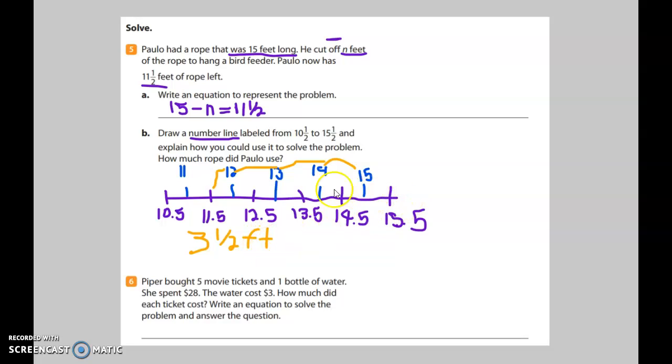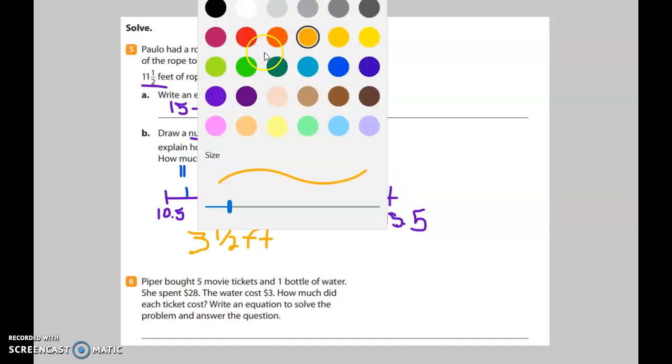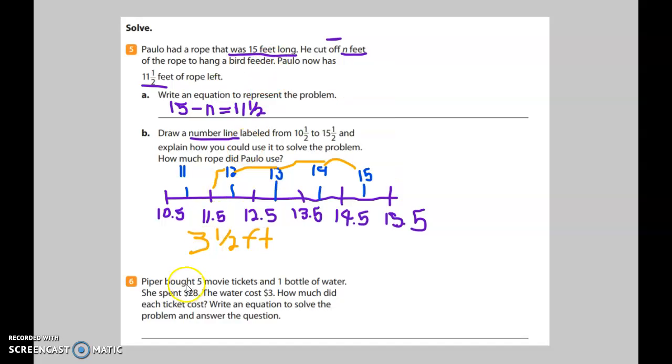Now you're going to have to explain how we use the number line to do that. And maybe you need to go back and rewatch how I just did it. But you need to explain in your own words how the number line helps me do this. Alright, let's look at 6.